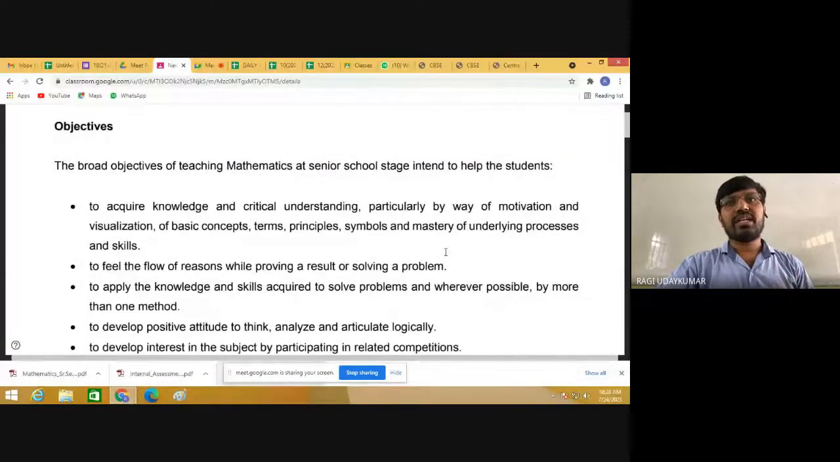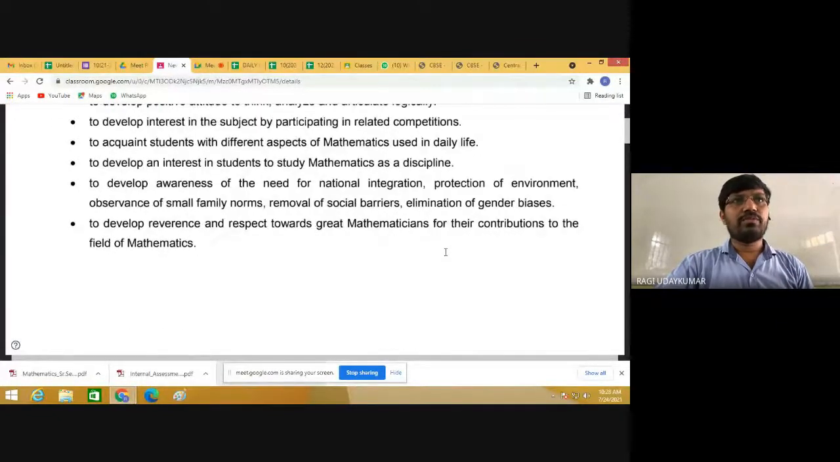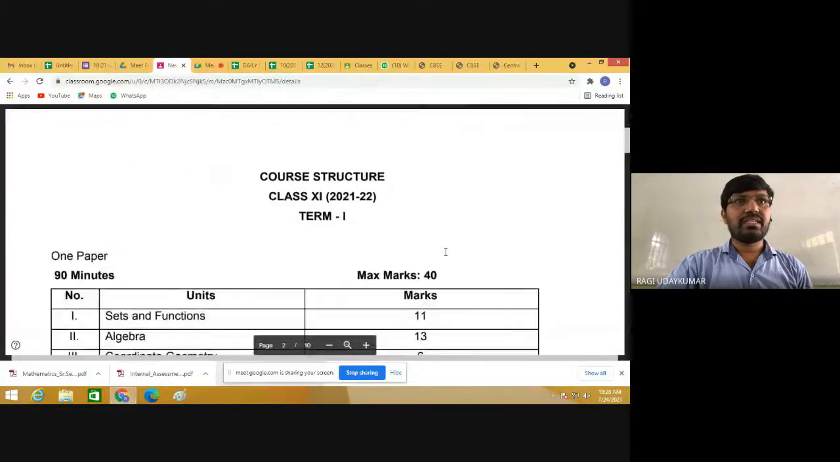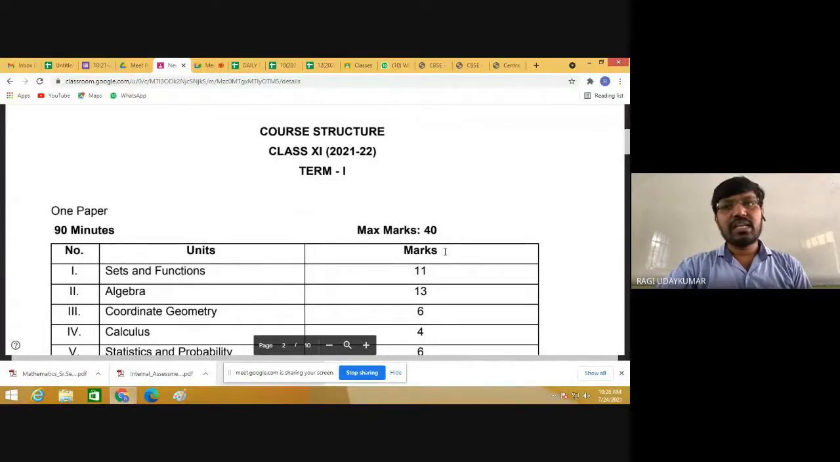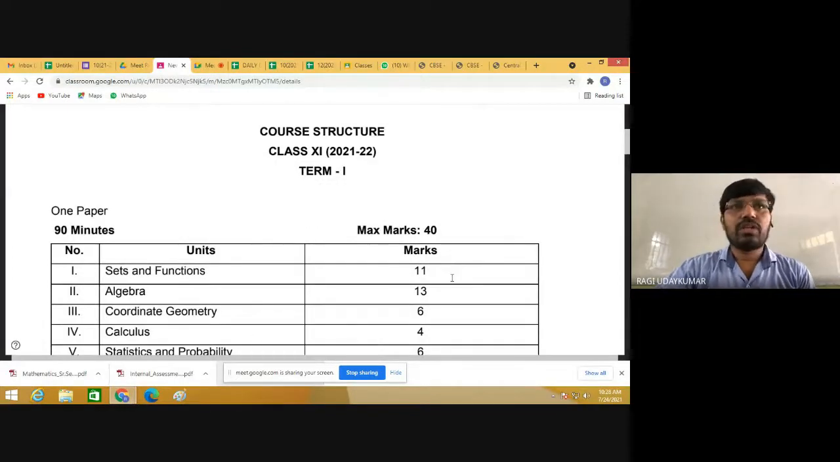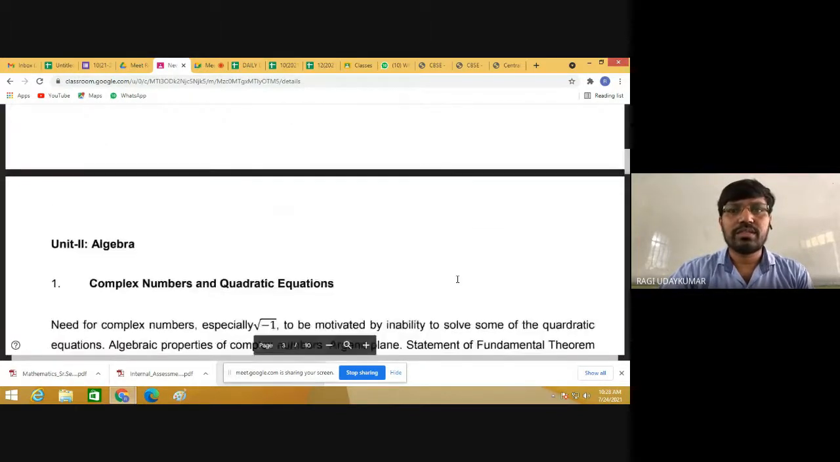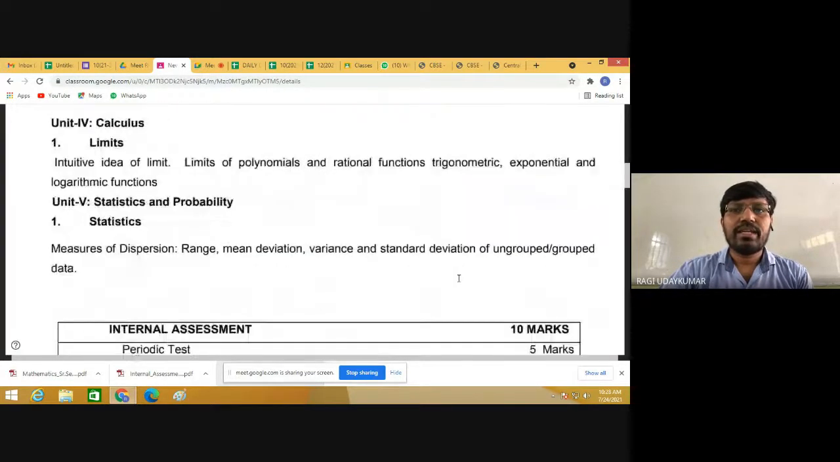The objectives are given to you. First, what is the objective? How are the objectives fulfilled, and how is it framed? The course structure of the 11th class is given, but it is not mandatory for you. Now we are going to discuss the 12th class only, as you are the 12th class students. So now we will enter into class 12.